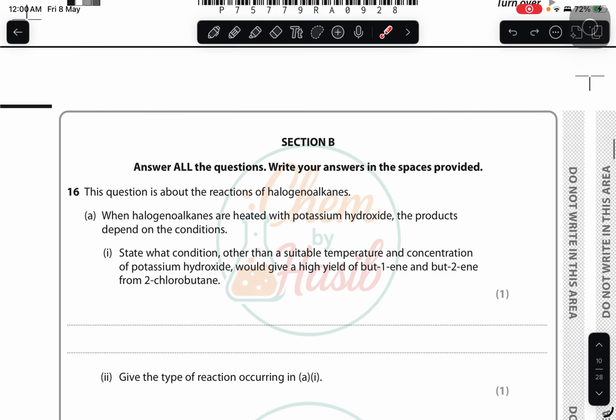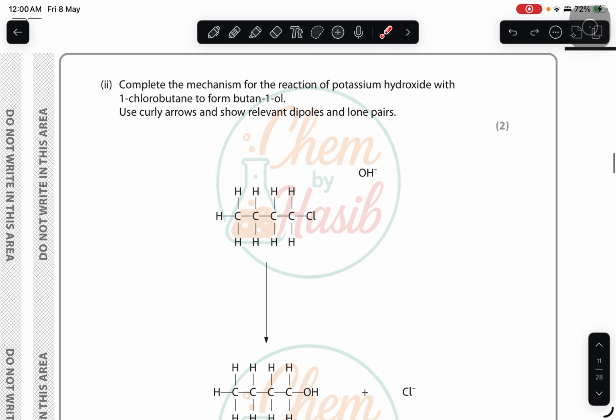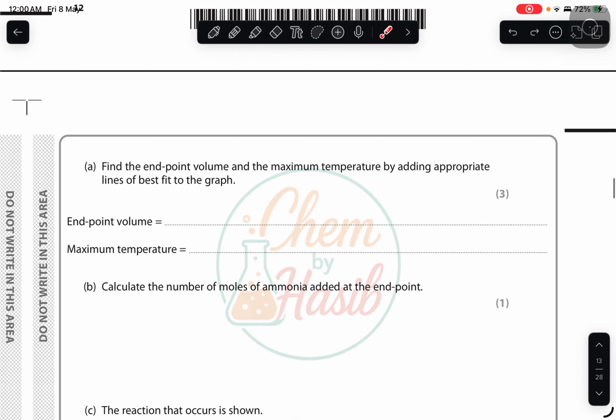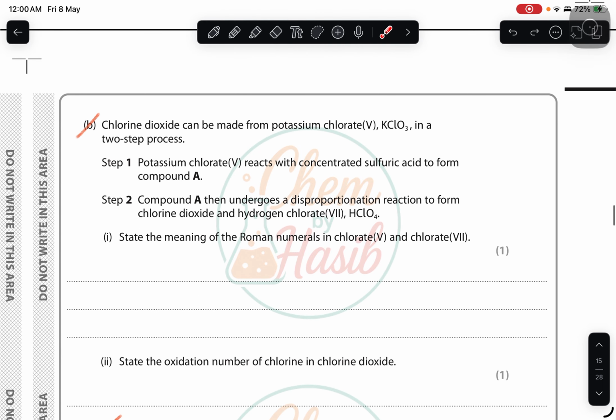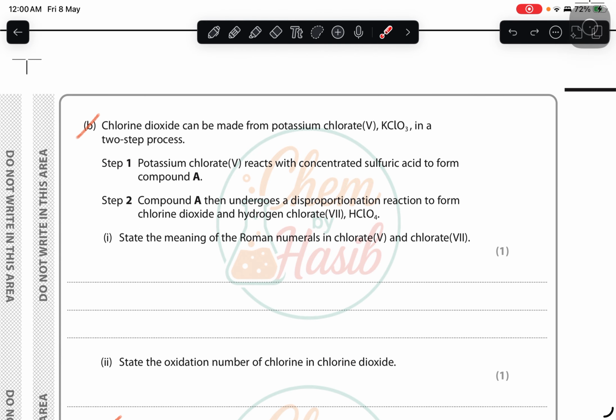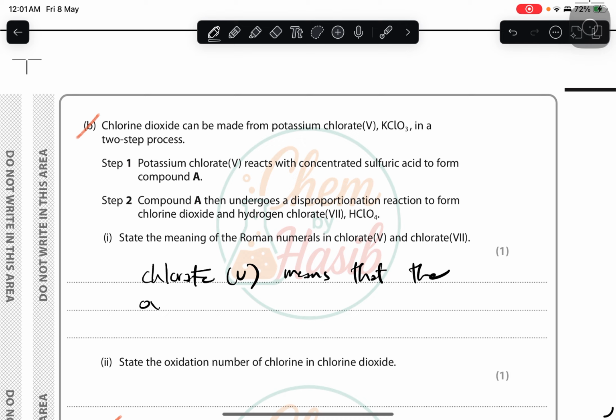Next question. Move on to section B. We move on to question number 18b. It says state the meaning of the roman numerals in chloride 5 and chloride 7. Now in chloride 5 it means that the oxidation number is plus 5.